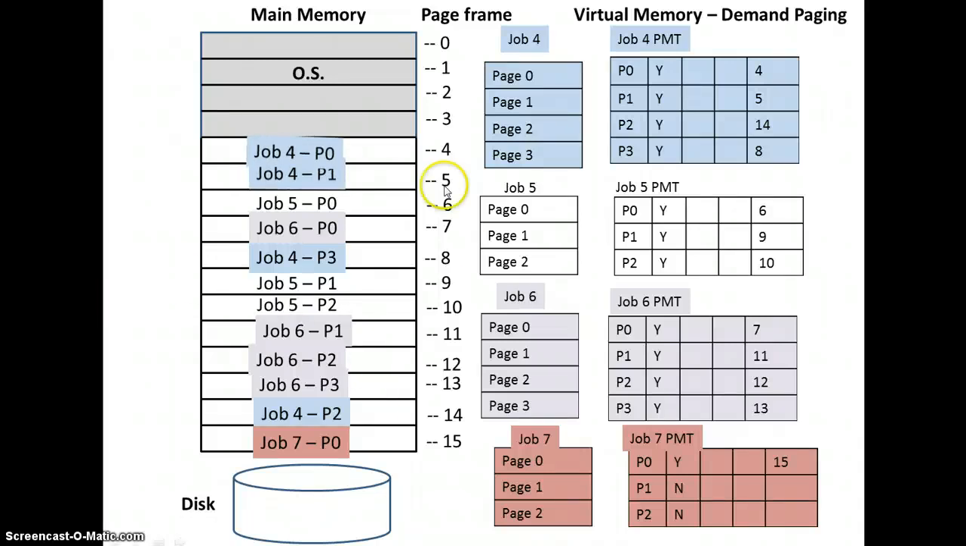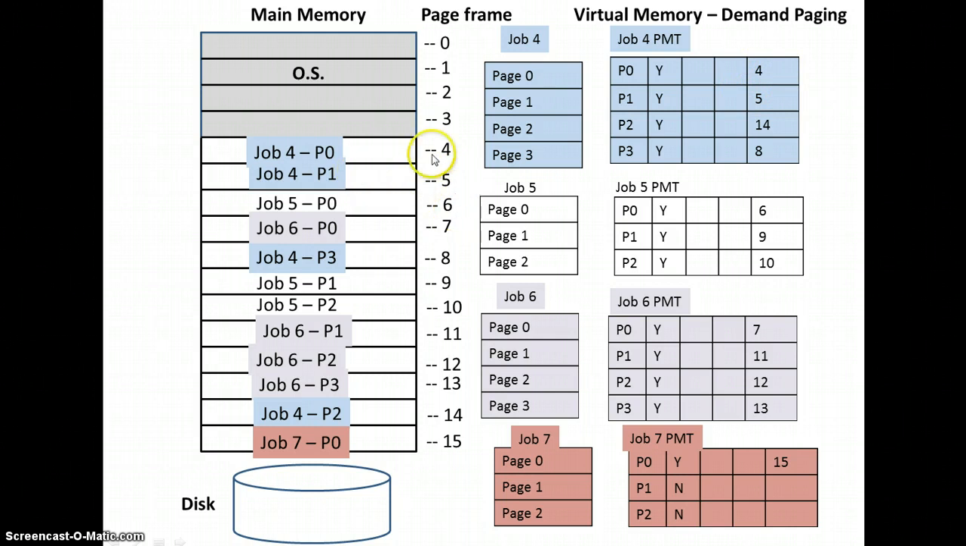So let's just suppose that it's these two pages here, job 4, these two pages here, that have been in the longest. So what the operating system will have to do is take these two pages, write them to the disk, update the page map table to say they're no longer in memory, and remove these references as well.